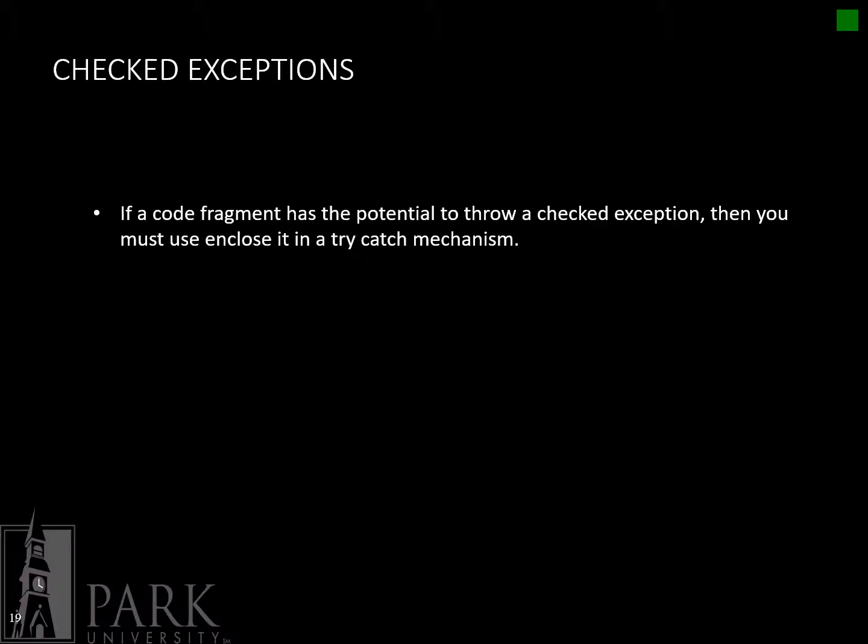If a code fragment has the potential of throwing a checked exception, then the compiler requires that the code fragment have an associated try-catch mechanism. So this is different from our unchecked exceptions where we could do either or. We could do the try-catch or we could do careful coding, right? But with checked exceptions, you must have a try-catch block to make the compiler happy, right? So if there's no associated try-catch mechanism with that part of the code, then the compiler will generate an error. So we're going to take a look at that.